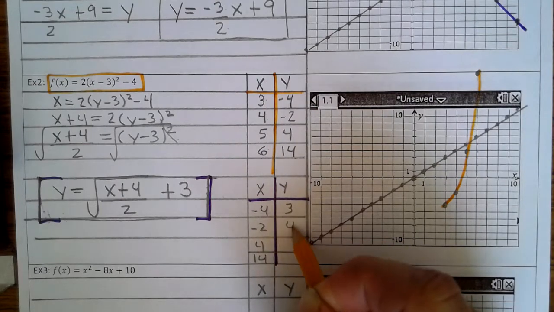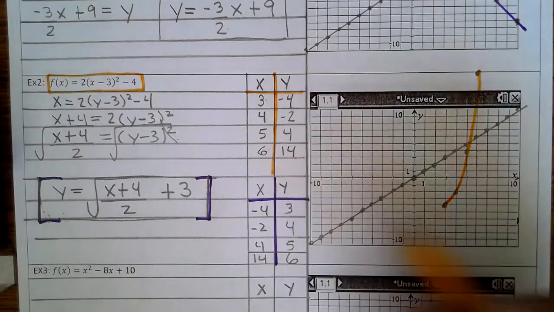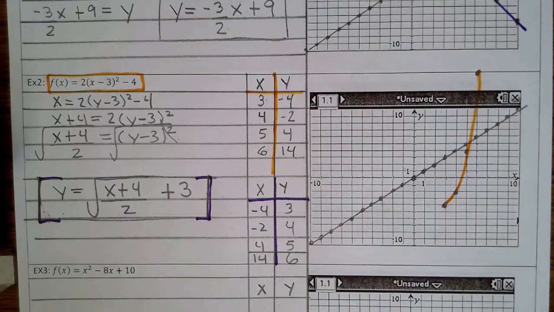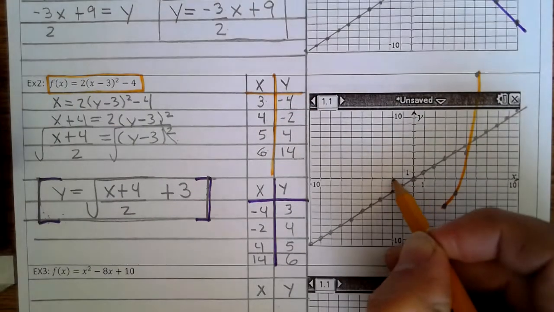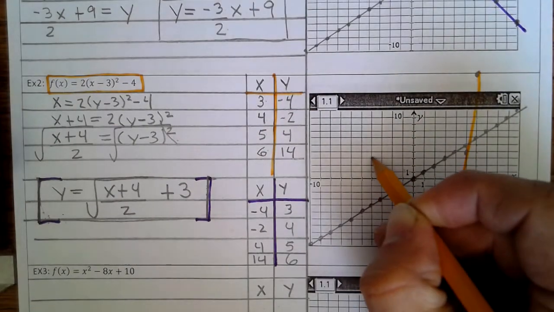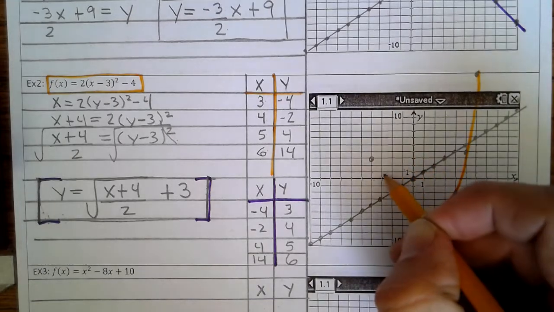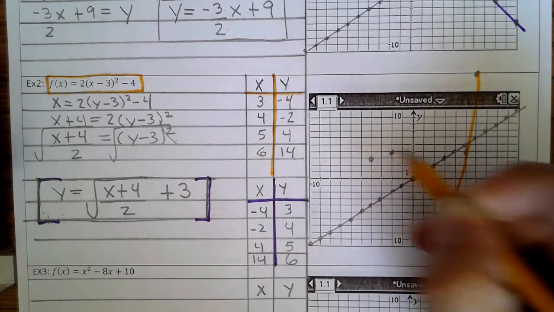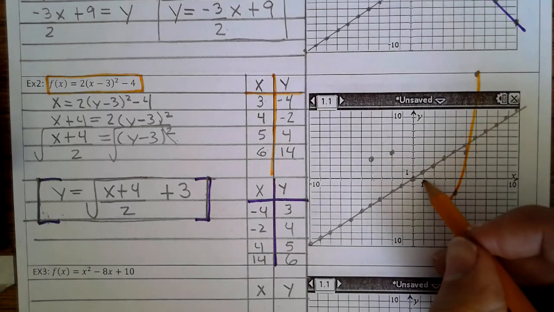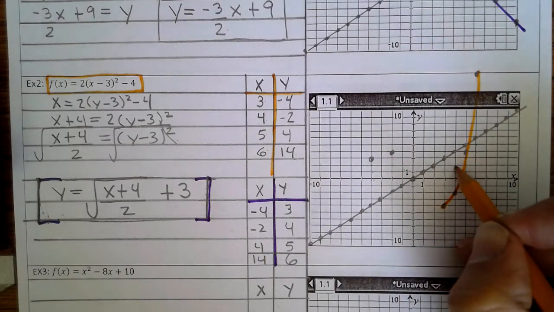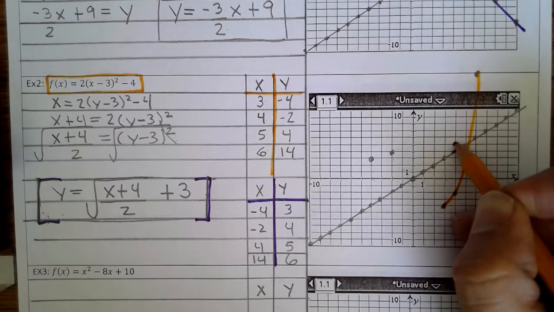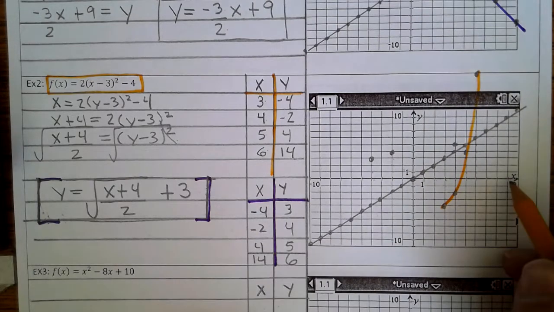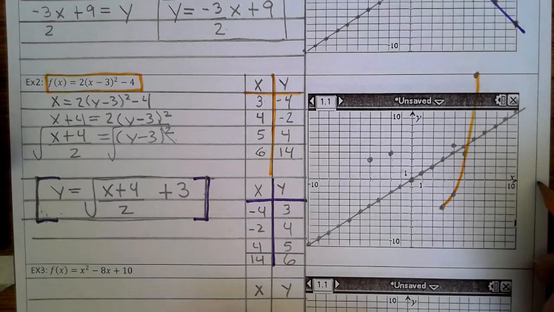So negative 1, 2, 3, 4, up 1, 2, 3. Negative 2, 1, 2, 3, 4. 4, 1, 2, 3, 4, 5. And 14, so let's say 14's probably up around here, and up 1, 2, 3, 4, 5, 6. All right, there.